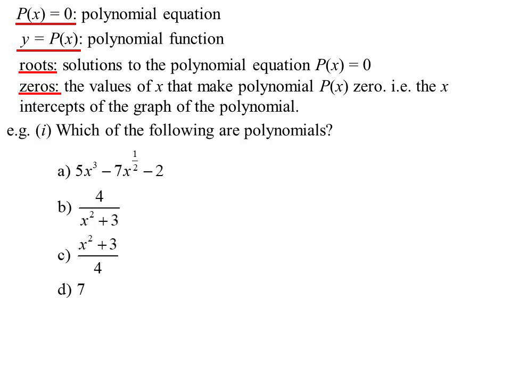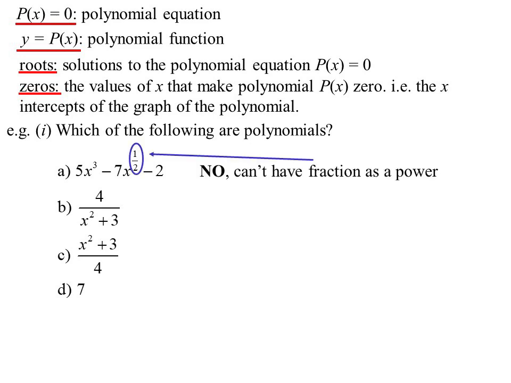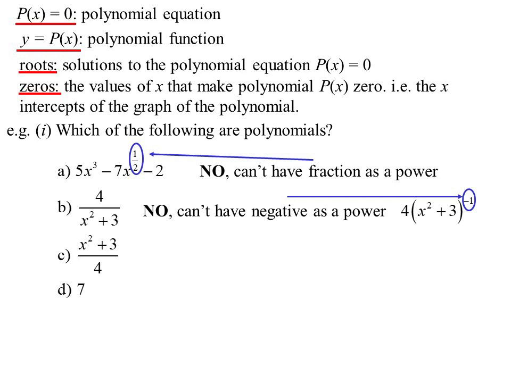So we have this sort of question, no cheating here and looking at the answers on the sheet. Which of the following would be then polynomials? Now the first one, well, what do we spot? We go, well, hang on, no. We notice one of the powers is equal to a half, and we can't have a fraction as a power. The second one, no, because we would end up with a negative power.